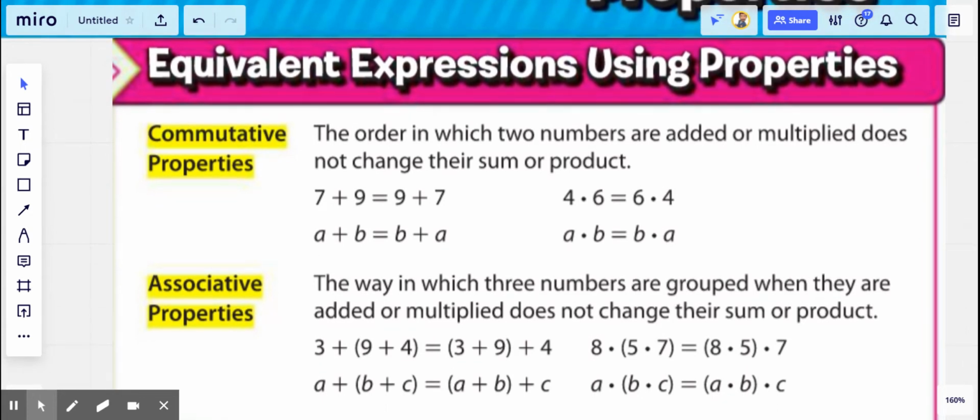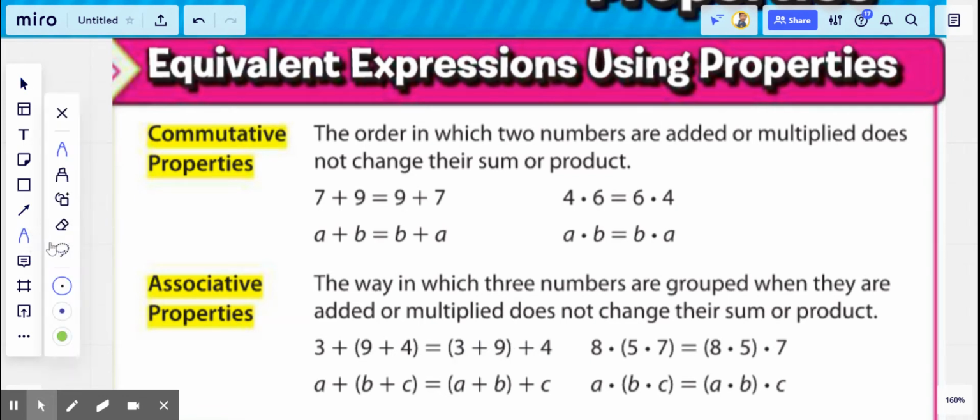The way in which three numbers are grouped when they are added or multiplied does not change their sum or product. So in any associative property, both expressions are going to be equivalent, okay? So this right here, 3 plus, in parentheses, 9 plus 4 equals 3 plus 9, in parentheses, plus 4. Okay, well, let's take a look at that.